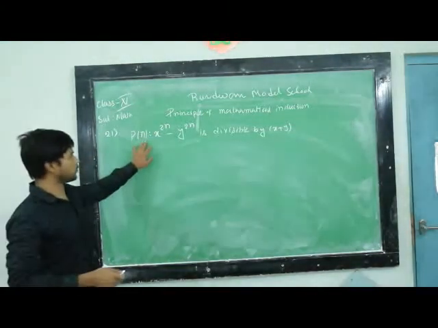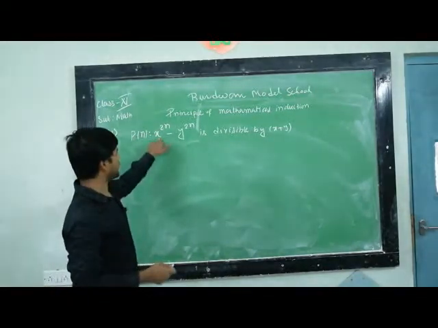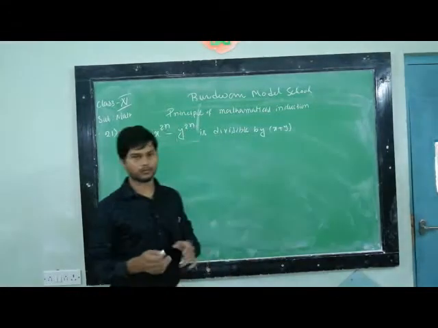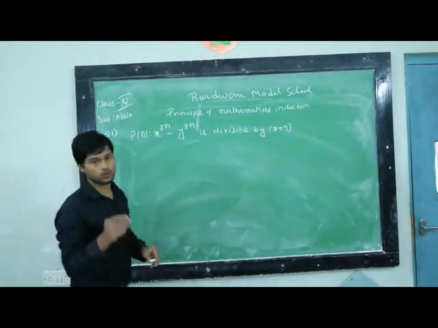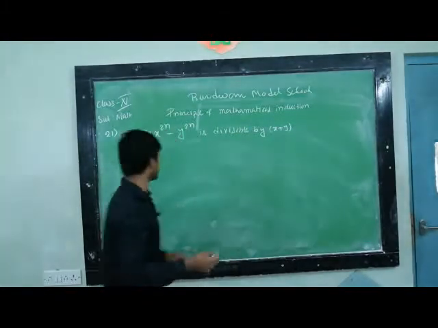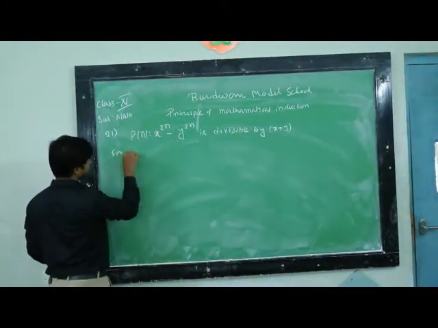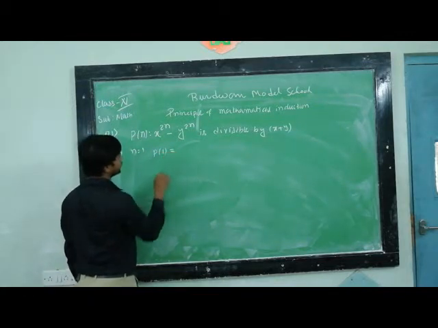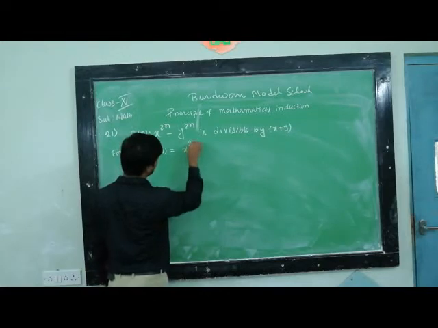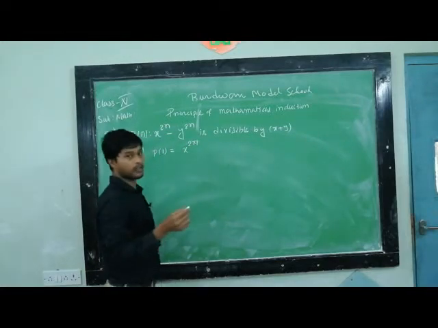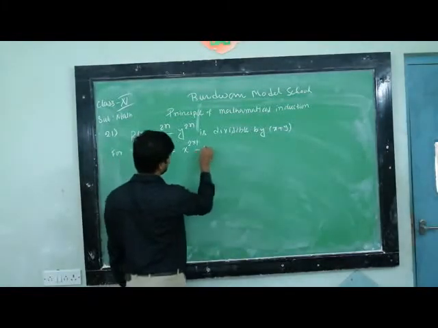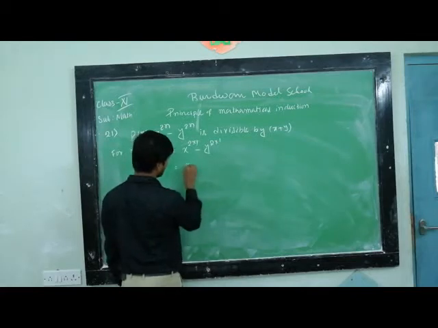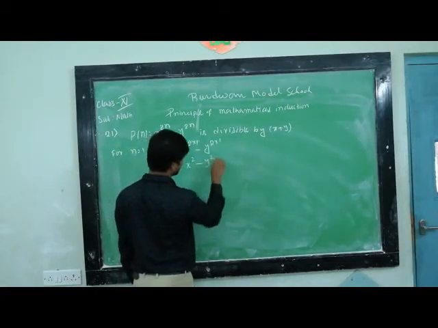So let P(n) be such that x to the power 2n minus y to the power 2n is divisible by x plus y. Now we'll check whether the statement is true for n equal to 1 or not. So check for n equal to 1. That means P(1) is equal to x to the power 2 into 1, putting the value of n as 1, minus y to the power 2 into 1, which is equal to x square minus y square.